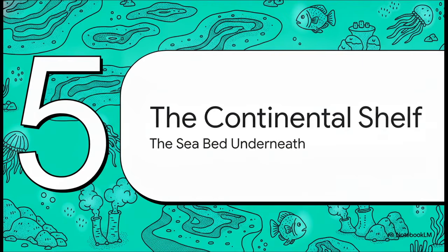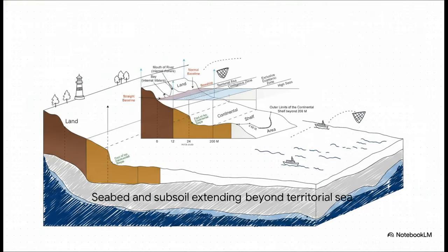Section 5. The continental shelf, the seabed underneath. Now, let's shift our perspective downward for a second. We're going to look right past the water column of the EEZ and focus purely on the deep ocean floor. The continental shelf comprises the seabed and the subsoil of those submarine areas. Interestingly, the physical continental margin can actually extend even further out than that 200 nautical mile EEZ limit, slowly sloping down towards the really deep ocean floor.